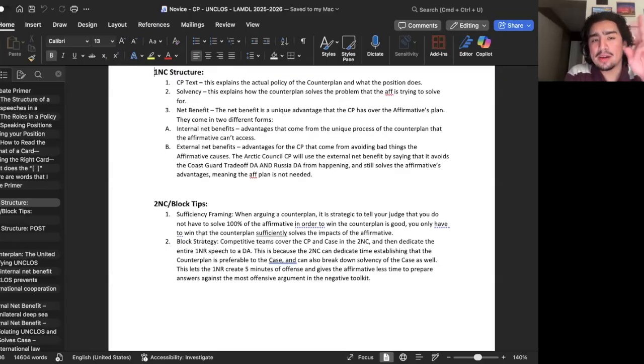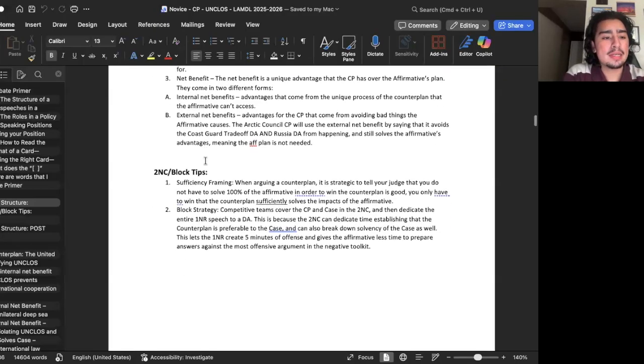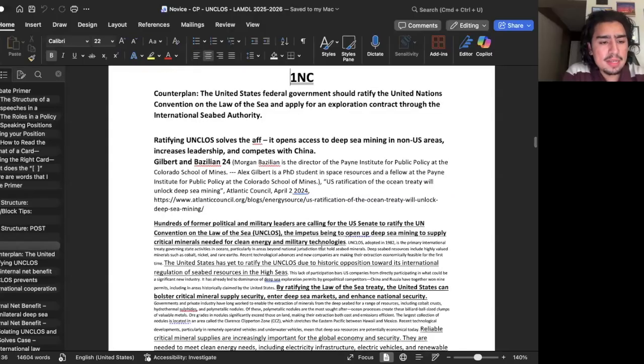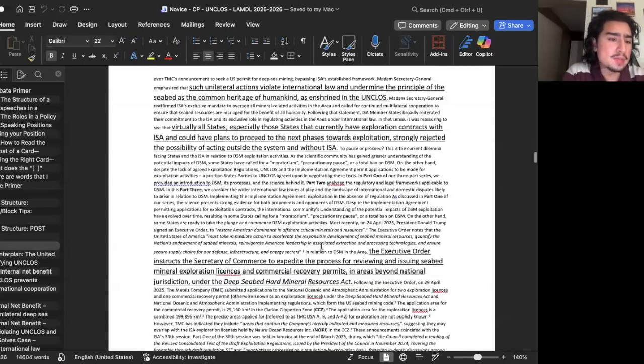As the negative, you can say you have two different types of net benefits. You can go for the international cooperation one, and then you can also say that the Chinese soft power one is an external net benefit as well. You do not have to be confined to just one net benefit. The counterplan can have multiple. Cool. So now that we know that, this entire 1NC makes more sense now.